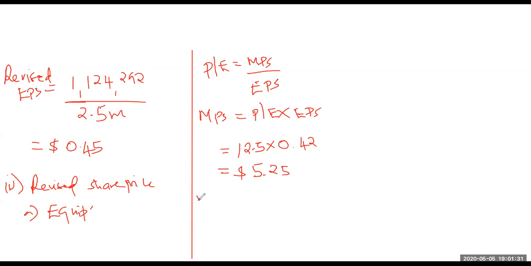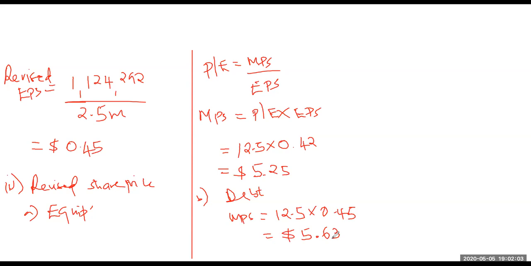Debt financing? For debt, we multiply 12.5 times 0.45, the revised earnings per share. And you get how much? 5.625. That becomes the share price for debt. Thank you, Timothy. So that becomes the share price, depending on what financial alternative the company is going to be choosing.